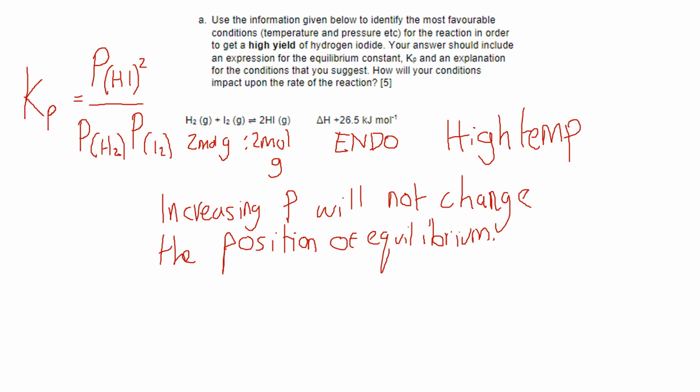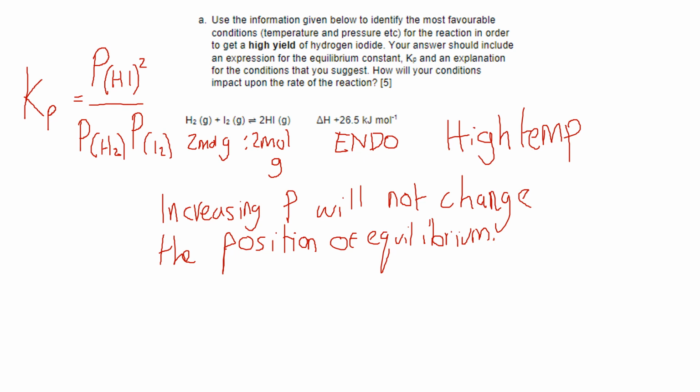If you were to add a catalyst to this reaction, a catalyst will not change the position of equilibrium. It'll just help it get to the equilibrium quicker. So it makes the rate of the forward reaction and the rate of the reverse reaction faster. So a catalyst doesn't change the position of equilibrium, just the rate at which it reaches equilibrium.